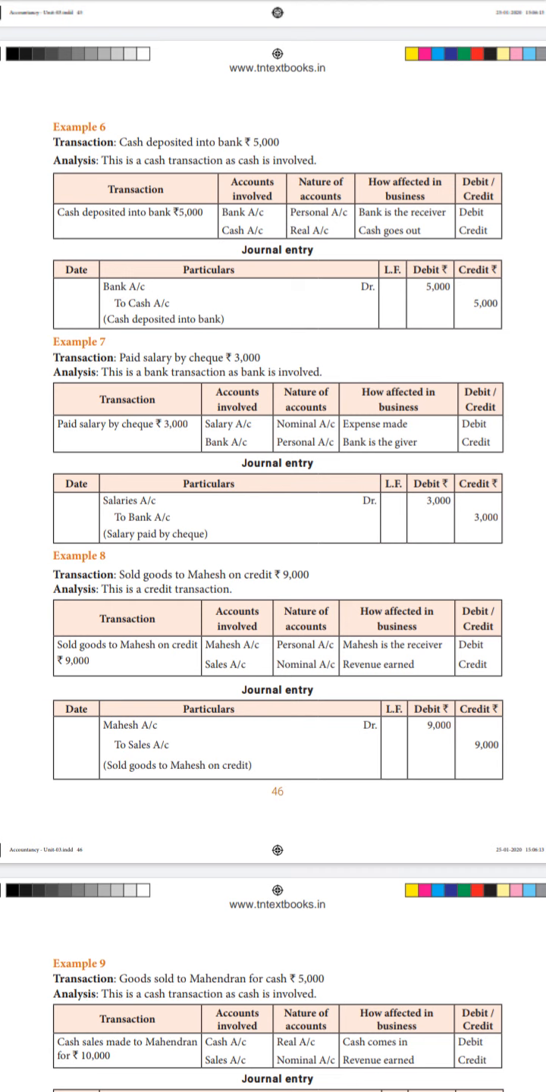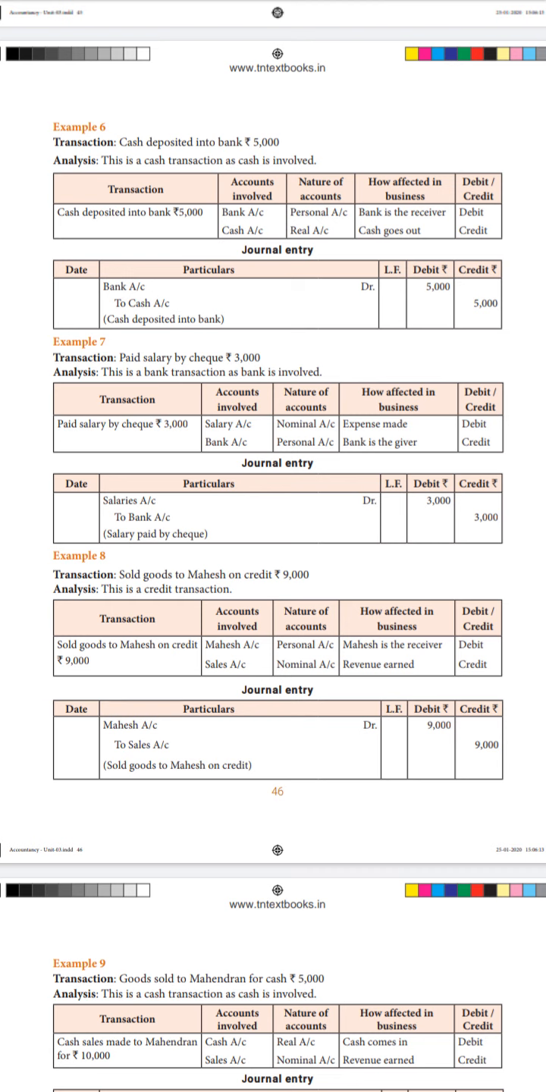So while analyzing, first we have to check the accounts which are involved for the journal entry. Now here cash is one account. It is being deposited into bank, so bank is the other account. So the two important accounts in this transaction are cash account and bank account.